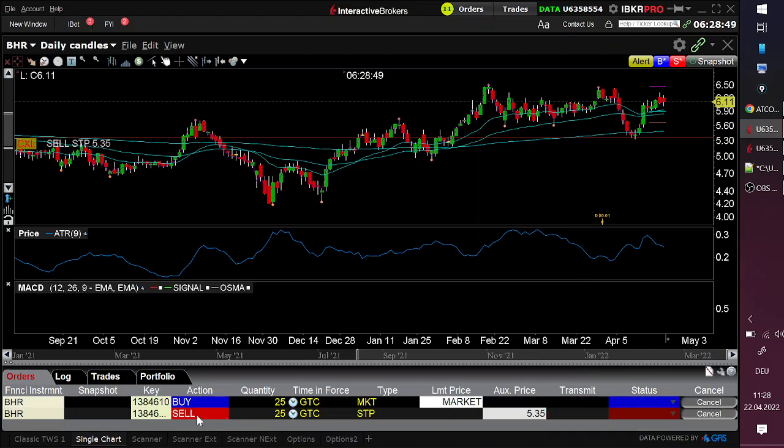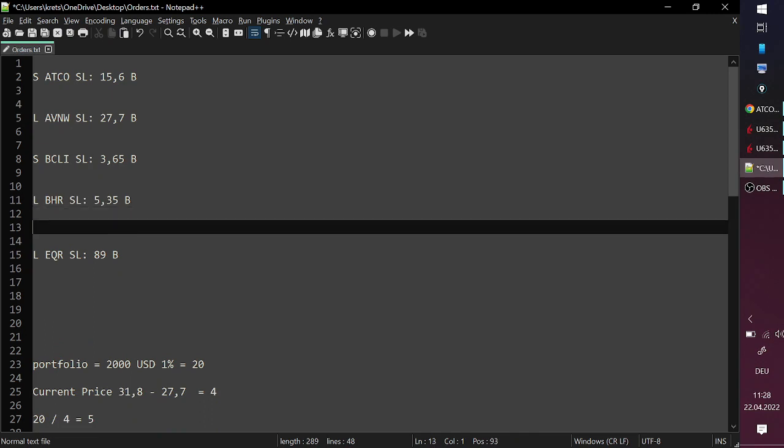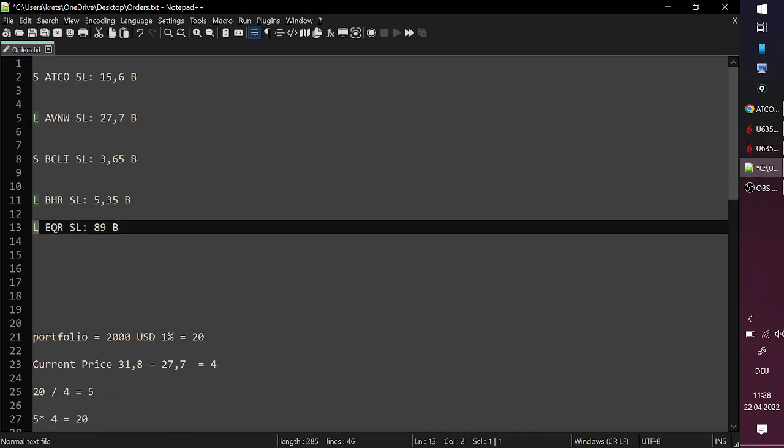Transmit, and gone. Out there. When the market opens, it will probably trigger right away. EQR, last one. We are long.